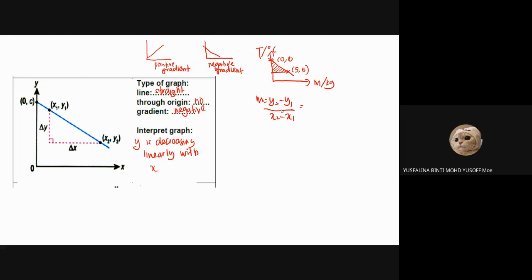Negative 1. Okay, so let's say this is x1, y1, x2, y2. So 5 minus 10, divided by 5 minus 0. So you get negative 5 divided by 5, so you will get negative 1. Here we already proved that the gradient is a negative value. What if I want to make an equation from it? y is mx plus c. Can anyone try to make an equation? We already calculated the gradient. Try to make an equation based on the general equation for the straight line.